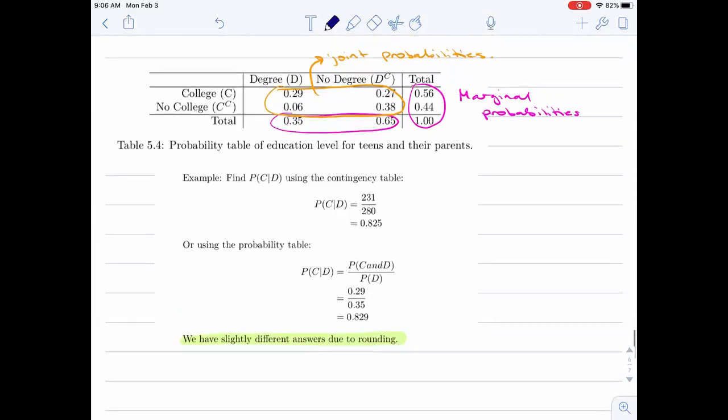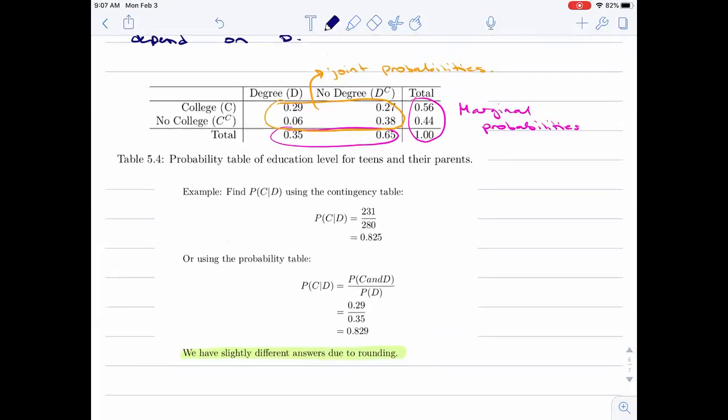So for example, if we have to find the probability of C given D, so that's the probability that someone went to college given that at least one of their parents has a college degree, we would find that count to be 231 over 280, which is 231 out of 280, I get 0.825, no more decimal places.